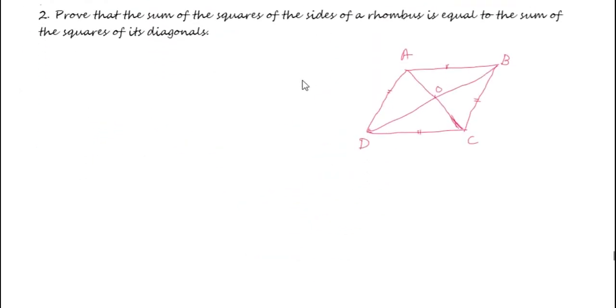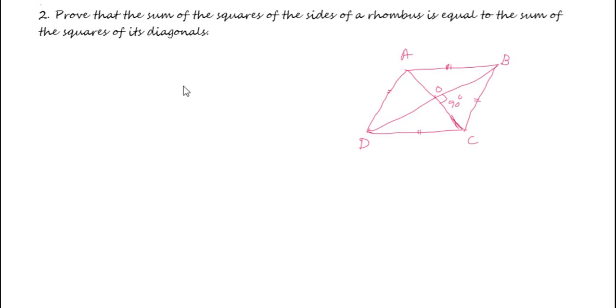Next exercise. Prove that the sum of the squares of the sides of a rhombus is equal to the sum of the squares of the diagonals. This is the rhombus. All sides are equal, and you know in a rhombus the diagonals bisect each other at right angles. This angle is 90 degrees. Every angle is 90 degrees.